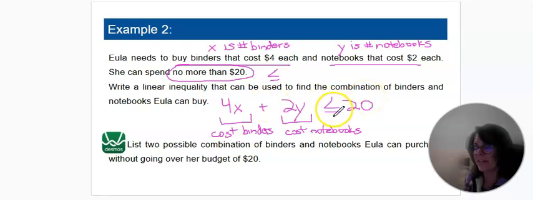Go ahead and put this in Desmos and write down 2 or 3 possible combinations of binders and notebooks. Keep in mind, we're looking in the shaded region, and it doesn't make sense to use fractions or decimals here. While they're in the shaded region, I want you to think about why that doesn't make sense, because we're going to talk about it in class.